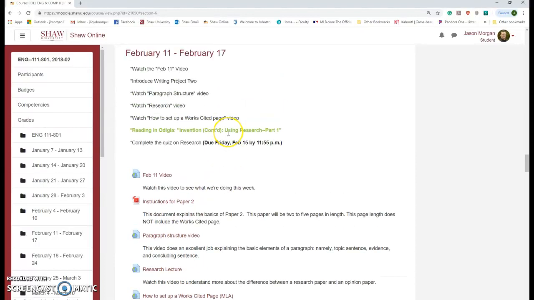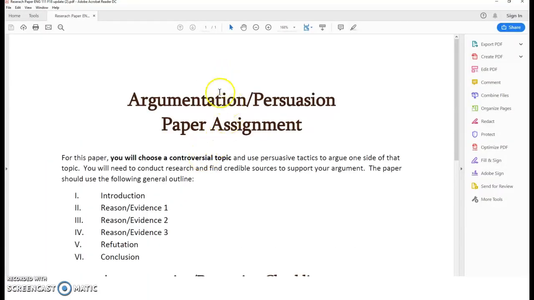This week we're focusing on understanding the concepts of paper 2, where you pick a controversial topic and then pick a side, as it were. Let's go ahead and look at the directions for Writing Project 2. For this paper you would choose a controversial topic and use persuasive tactics to argue one side of the topic. You will need to conduct research and find credible sources for your argument.